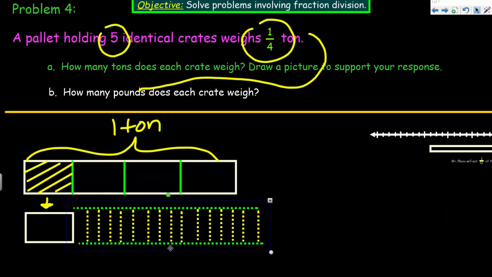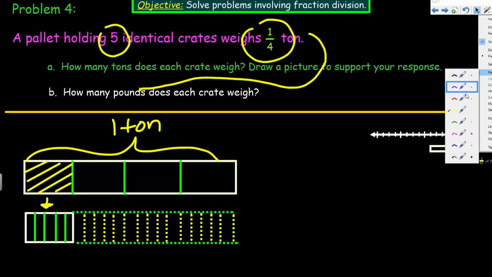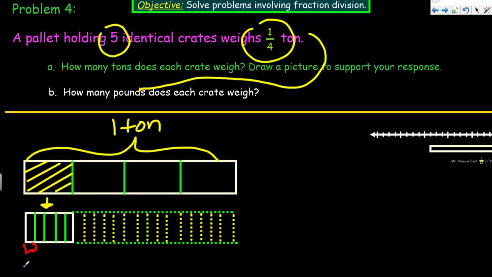And this is just to show that we have broken them up into 5 because we need 5 identical. So I'm going to go ahead and show that with this. Okay, this shows the 5 crates in that 1/4 ton. And we're trying to determine what the weight is for 1 crate. So I'm going to go ahead and mark that, this little spot right here. Well, what is that amount?